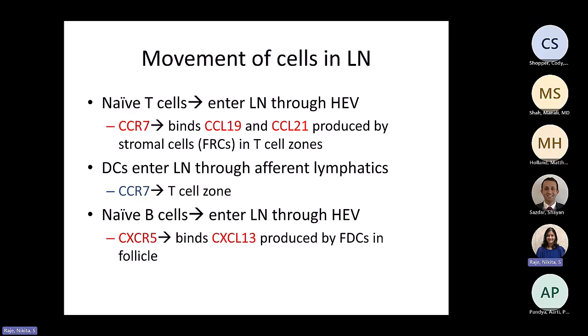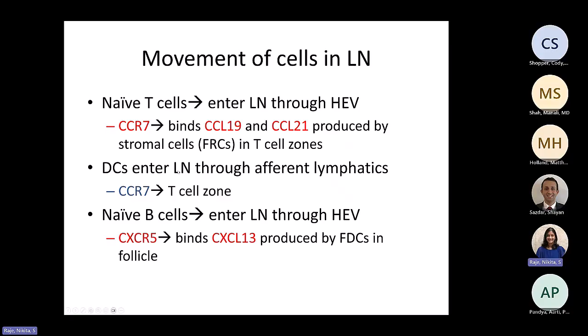The reason for the movement of the cells to particular areas of the lymph node is because of particular chemokines and chemokine receptors. So the FRCs in the T cell zone produce CCL19 and CCL21. And these chemokines will attract any cell that expresses CCR7. So typically, the naive T cells express CCR7, and these naive T cells, when they enter the lymph node from the circulation, will move towards the gradient of CCL19 and CCL21.